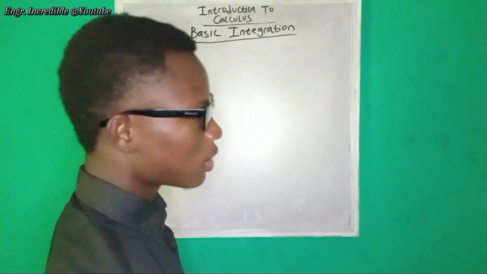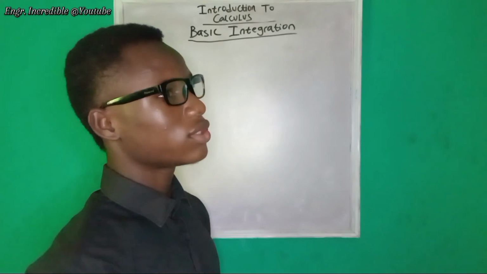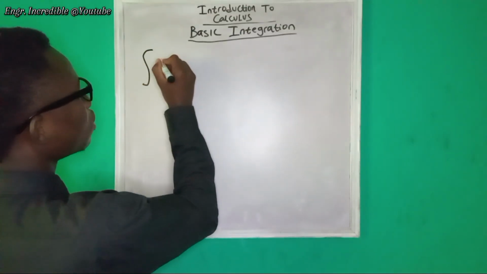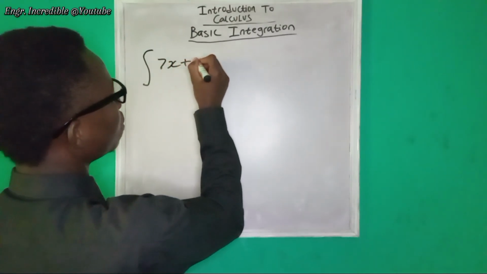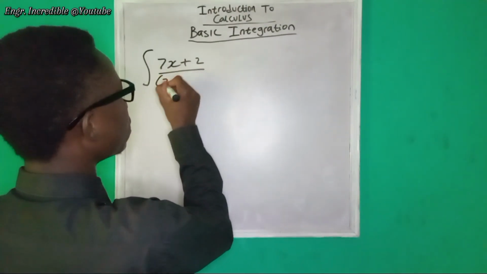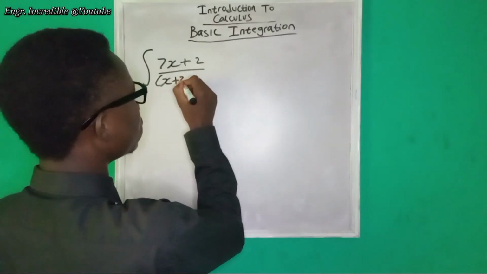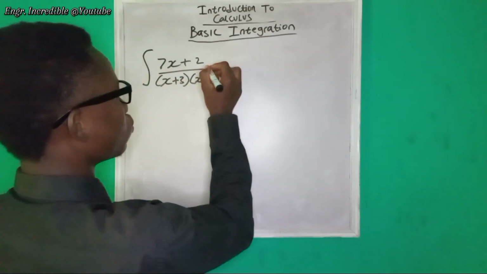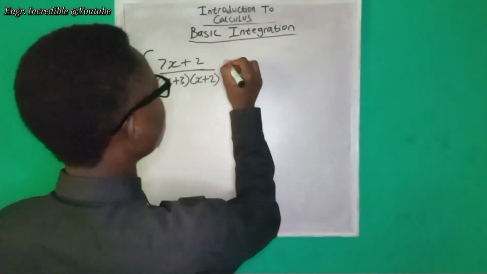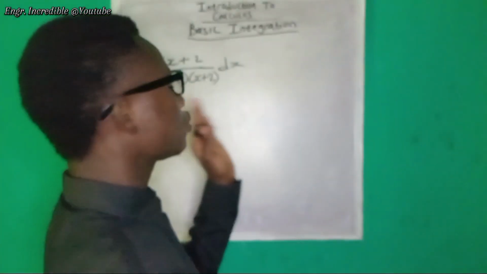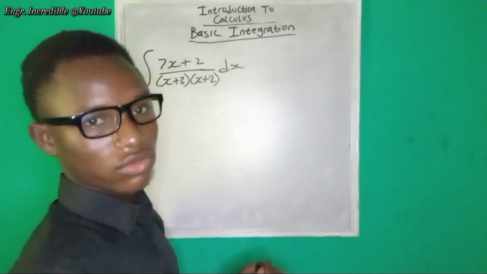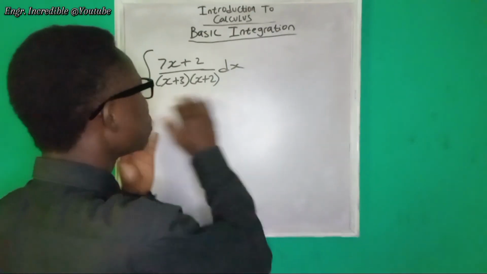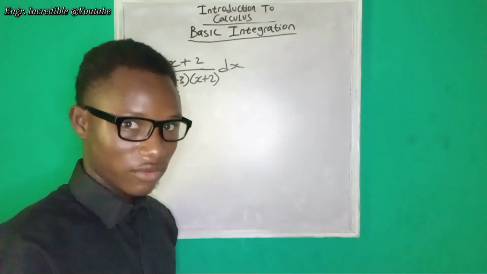So when we need to use partial fraction integration, imagine we are given a question like: find the integral of (7x + 2) all over (x + 3)(x + 2), and we put our dx. They ask us to look for the integral of this. We cannot just start picking. There is no way we are going to be able to solve this without using partial fraction first.